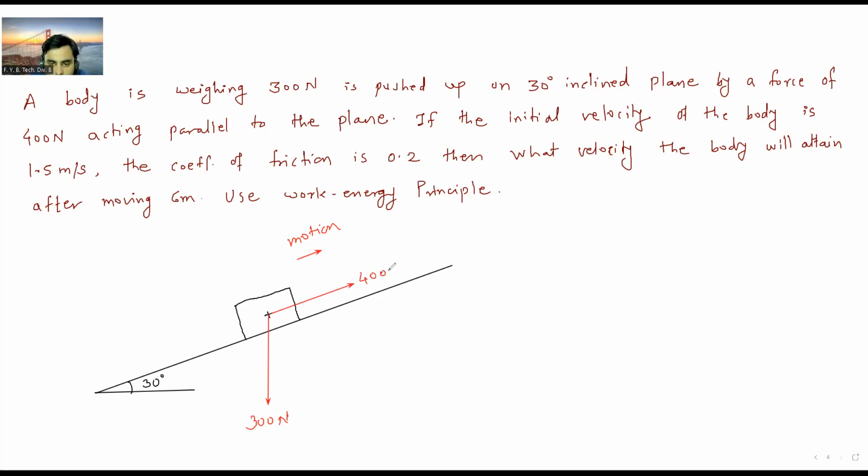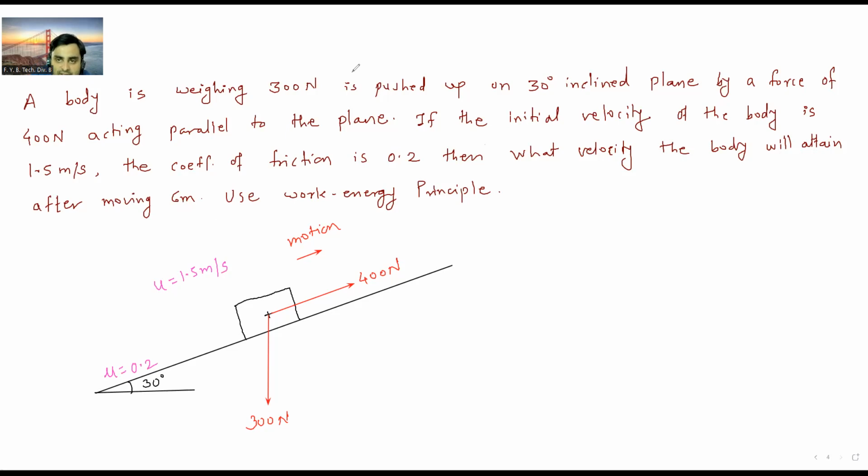Now the value is given to us, 400 Newton force. Okay. What is the initial velocity? The initial velocity of the body is 1.5 meter per second. So the initial velocity U is equal to 1.5 meter per second. What is the coefficient of friction? Mu is 0.2. So here I can write mu is equal to 0.2. This is the coefficient of friction. Okay. So what velocity the body will attain after moving 6 meter?